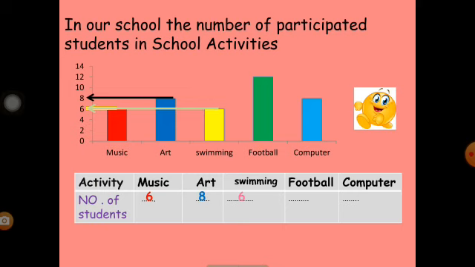Okay, the next one. How many in football? Use my ruler. It refers to 12. I have 12 students participating in football activities. And the last activity, computer. How many students? It's 8. Excellent. How many students? It's 8.